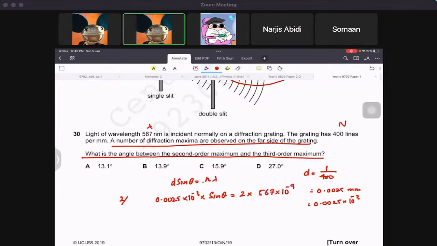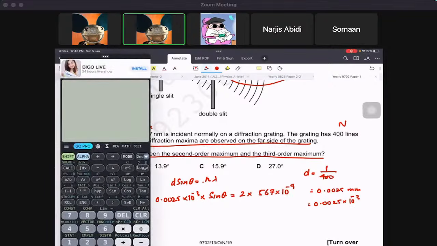Okay, let's try. So 2 times 567 times 10 raised to power minus 9 and divided by, okay, I should have used this basically. I messed up, sorry. I should use this. This would make my life much easier. Divided by 0.0025 times 10 raised to power minus 3. Okay, and then I also need to take shift sine inverse of this whole thing. Okay, where is n? Okay, I did put it.